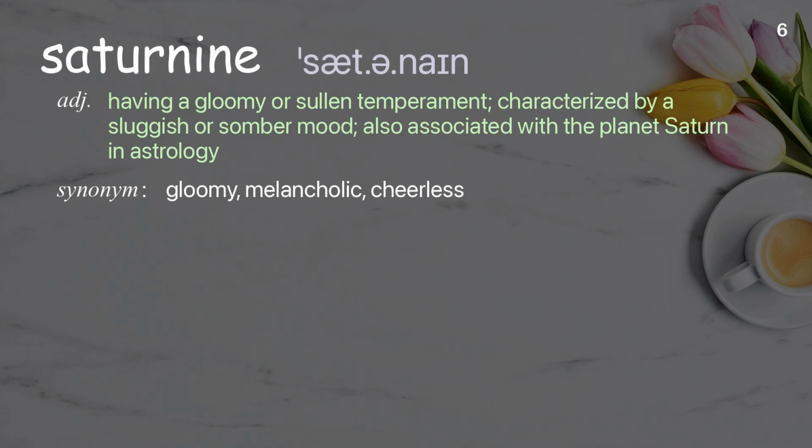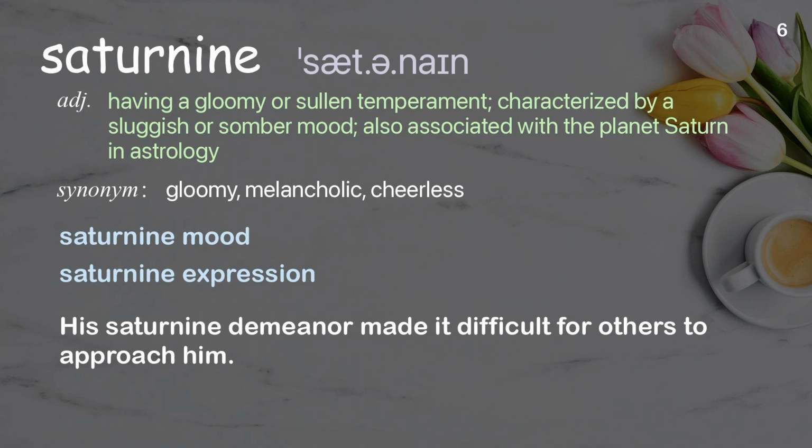Saturnine. Having a gloomy or sullen temperament, characterized by a sluggish or somber mood, also associated with the planet Saturn in astrology. Examples: Saturnine mood. Saturnine expression. His saturnine demeanor made it difficult for others to approach him.